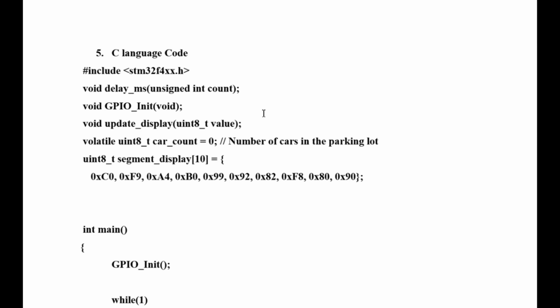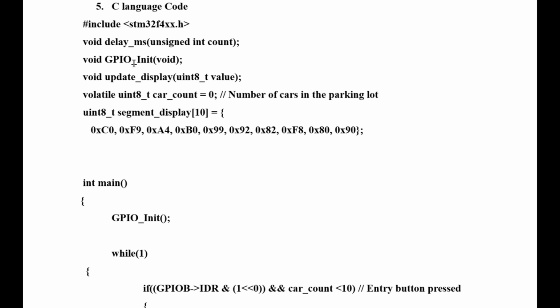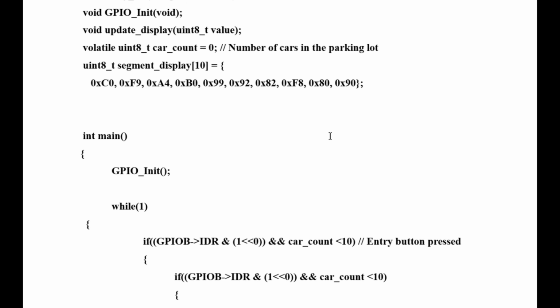For the code, as we are using the board STM32F401CCU6, we include the library STM32F4xx.h. Then we define the functions needed for the project, which are delay ms, GPIO init, update display, and the car count equals 0, and the 7-segment display common anode configuration, which represents the bits for 0 to 9, so the code will light up the LED when needed.